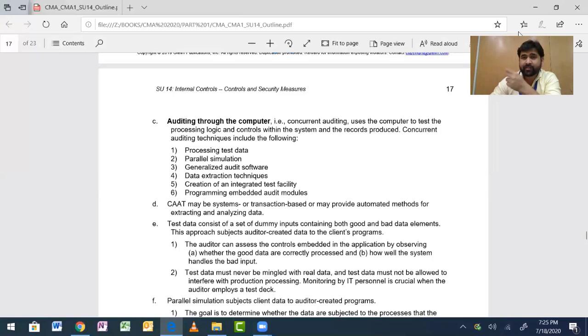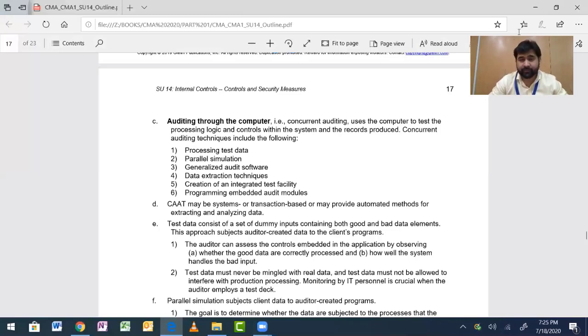See, processing test data means you create your own transactions, run them through the system and see how they are affecting all the places. Parallel simulation is the same kind of thing. I mean, copy the software onto some other system and run a parallel simulation on that. So the same transactions you put there, and see where the effects and impacts are going. So you can do that on a parallel system.